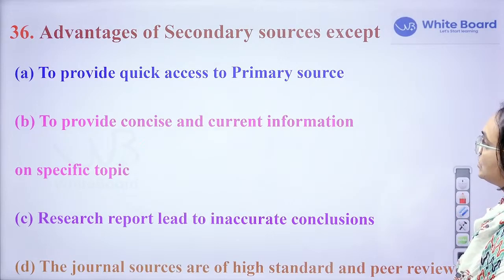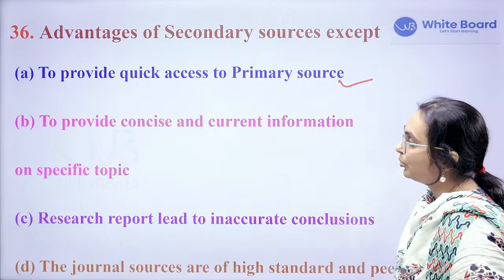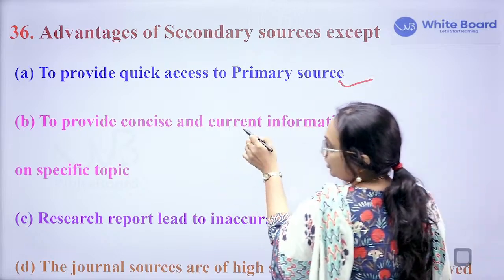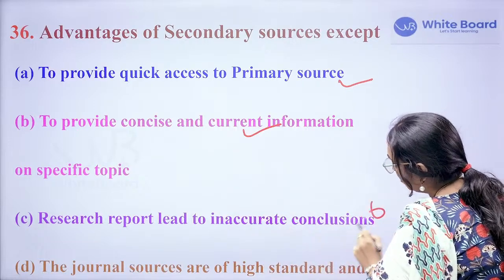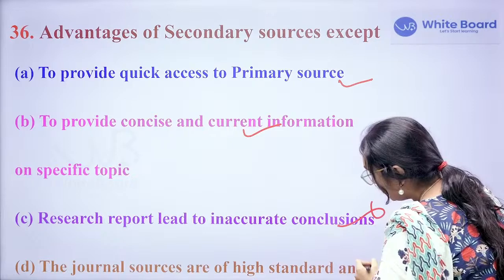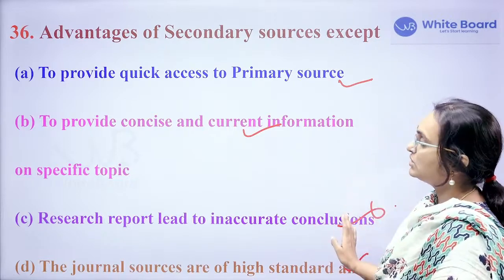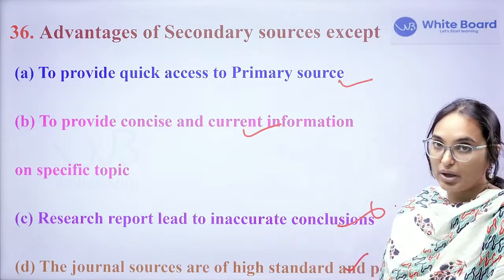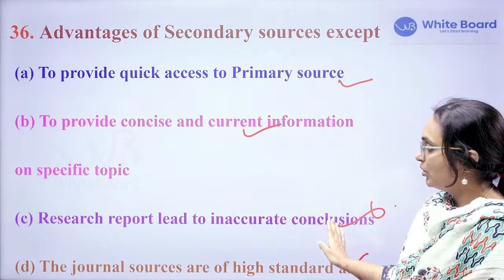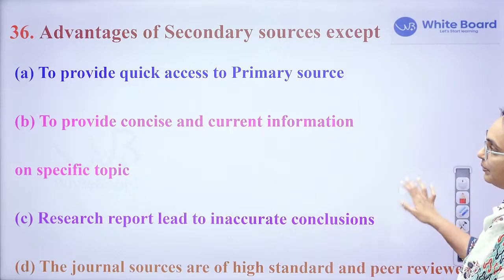Advantages of secondary sources are to provide quick access to primary source, yes. To provide concise and current information on specific topic, yes. Research report leads to inaccurate conclusions, no. Journal sources of high standard and peer reviews, yes. Here advantages, all these are advantages. So, you just can get the review of the primary sources. So, this inaccurate conclusions is wrong. So, answer is here C.